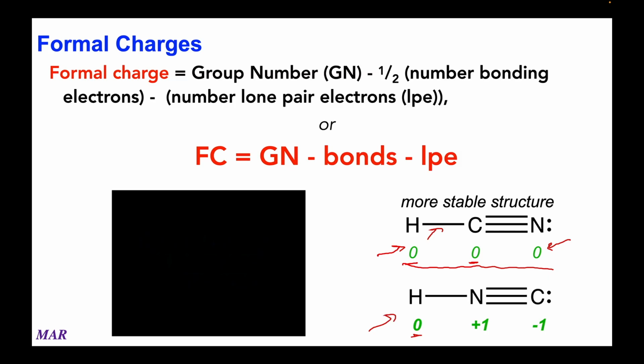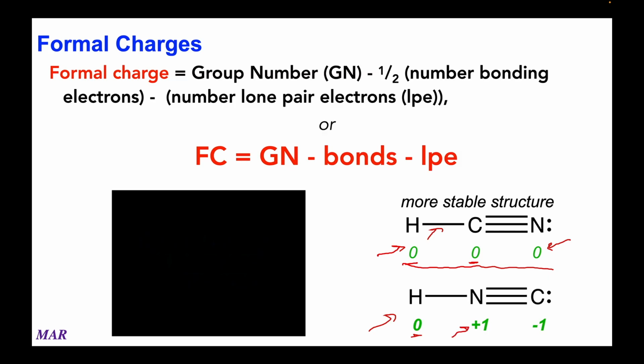This is hydrogen isocyanide. Now hydrogen is still 0, so that's not a big deal. 1 minus 1 minus 0. But the nitrogen in the middle now, nitrogen's group 5. That nitrogen has 4 bonds, 3 to carbon and 1 to hydrogen, 5 minus 4, and no lone pair electrons. So this formal charge, positive 1.